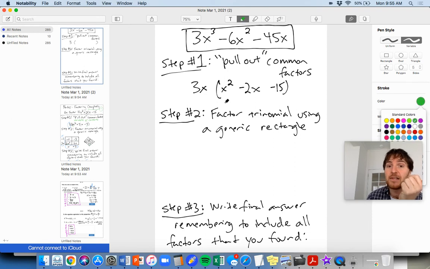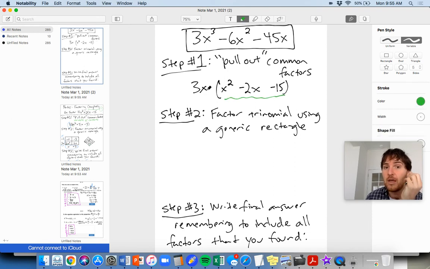The next step is to analyze this portion. 3x, we can't factor that factor. This factor, x squared minus 2x minus 15, is a factor of this because if we multiply it by 3x, it would become this. But in and of itself, there are some composite polynomials that when multiplied together would become x squared minus 2x minus 15.